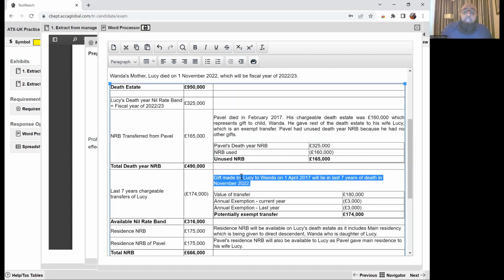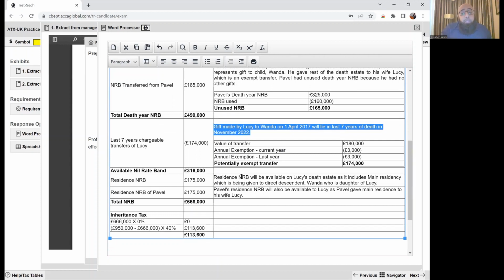Okay, now last 7-year chargeable transfers made by Lucy. So that represents the gift made in April 17. It lies in the last 7 years. Value of transfer was 180. We deducted the exemptions and we got the value of PET, which will become chargeable because it lies in 7 years of death. So that is available NRB. Then we'll put the residence NRBs.